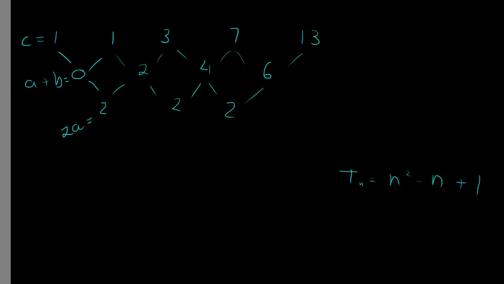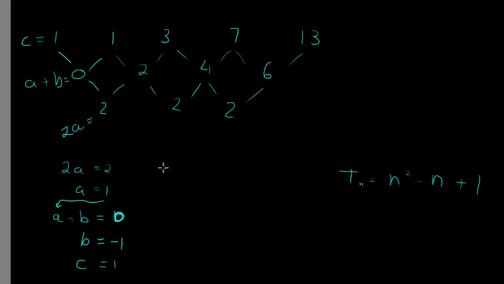Let me just see something. Something's odd. No, I'm the odd one. Yeah, everything is fine. So if 2a is equal to 2, then a is equal to 1. If a plus b is equal to 0, and a is equal to 1, then b must be equal to negative 1. So 1 minus 1 is 0, and then c is equal to 1.